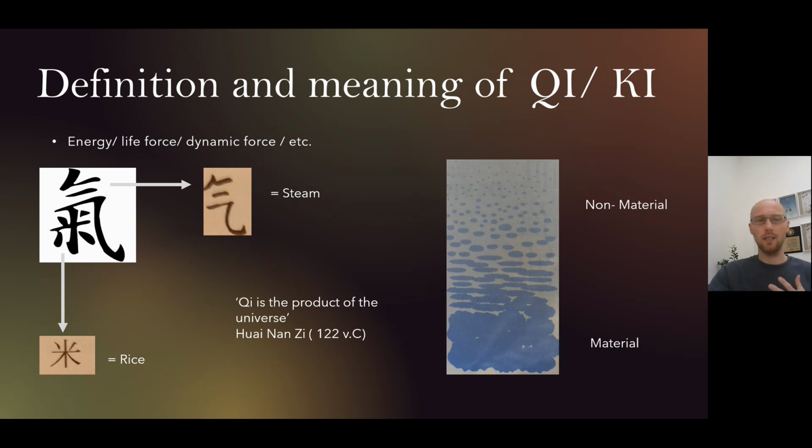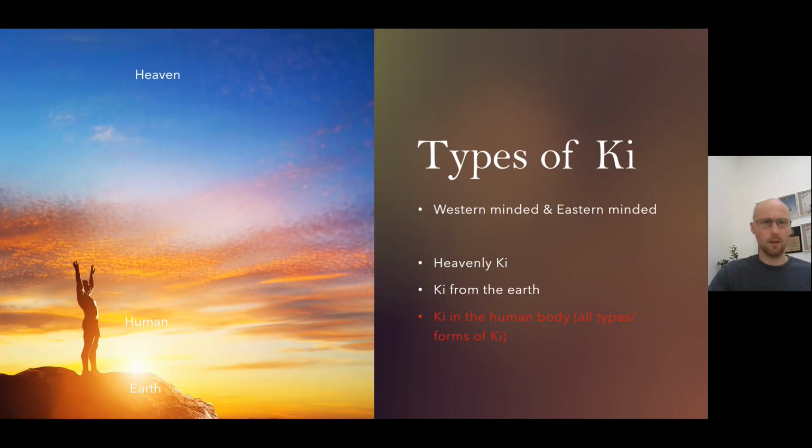Now, knowing that ki is energy and it has the quality of different substance, I want to go to the next sheet. And you see over here a picture and the types of ki.